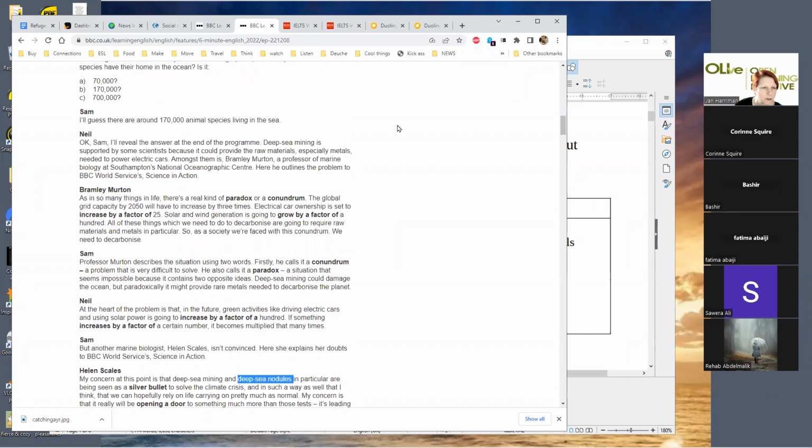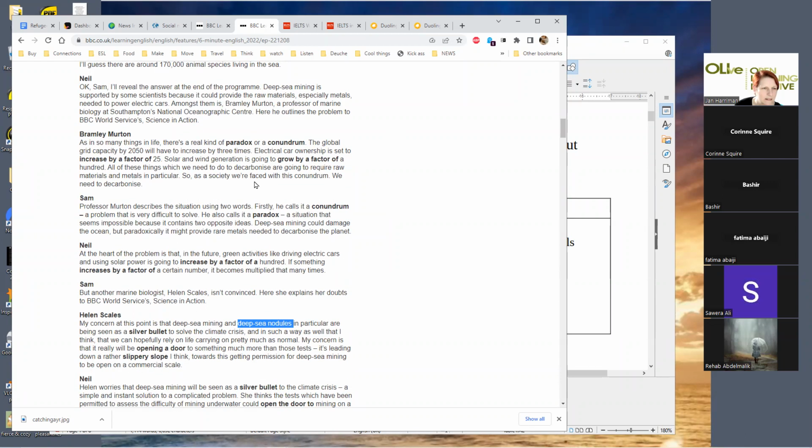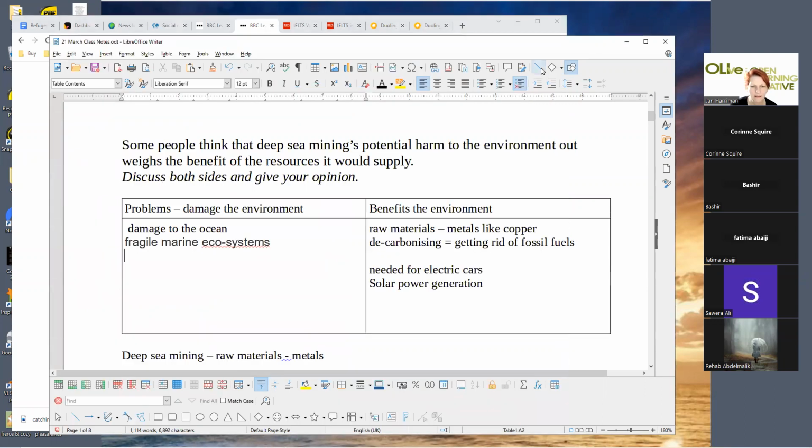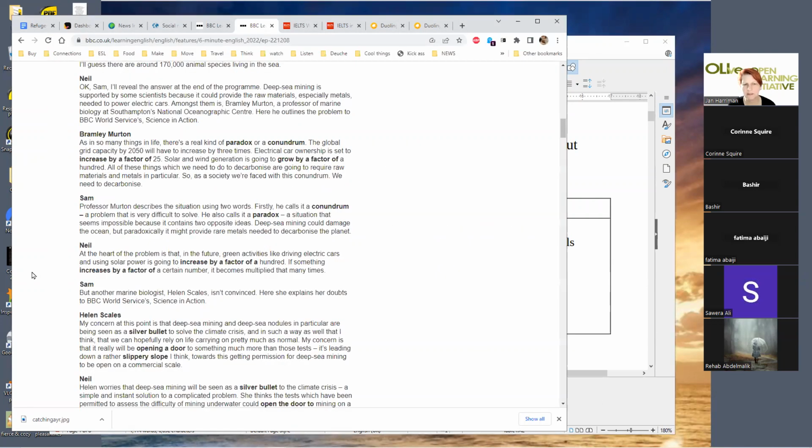So it is supported by some scientists. Yeah, that's what the nodule is. It's a funny word. It just means a lump of something or something sticking out. Okay. So they could have said lumps of metal and it would have been the same. So nodule there is a lump of metal.